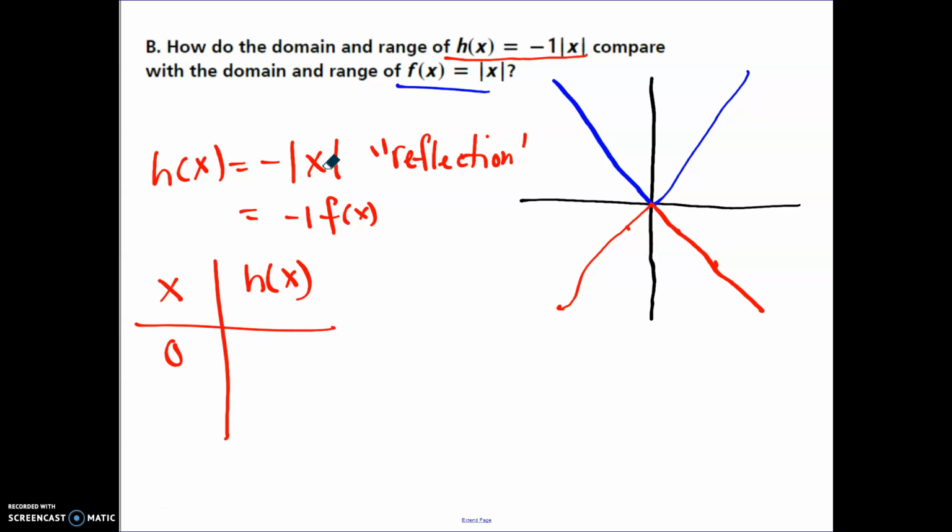0, negative absolute value of 0 is still 0. If I put in 1 for x, the absolute value of 1 is 1. The opposite of that is -1. 2, absolute value of 2 would be 2. The opposite of that is -2. If I put in -1, the absolute value of -1 is 1, but the opposite of that is -1. So you can see it does match this graph that we sketched based on our knowledge.